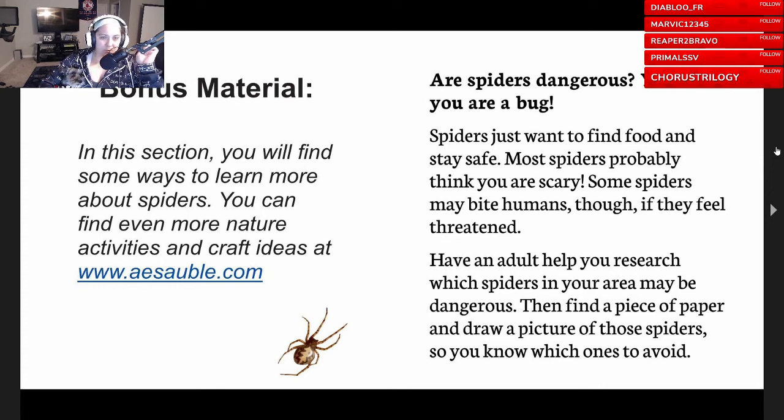Excellent. Are some spiders dangerous? Yes, if you're a bug. Spiders just want to find food and stay safe. Most spiders probably think you are scary. Some spiders may bite humans, though, if they feel threatened. Have an adult help you research which spiders in your area may be dangerous. Then, find a piece of paper and draw a picture of those spiders so you know which ones to avoid.